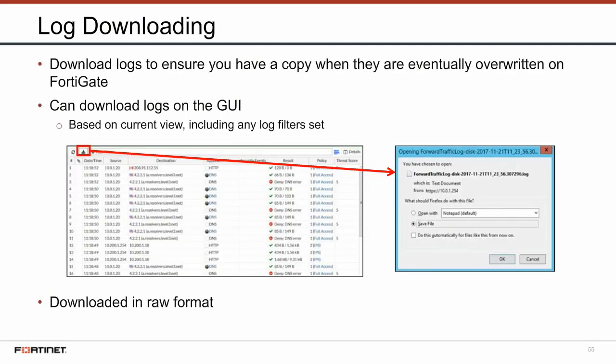You can also download a copy of the logs from FortiGate and save them on a server or on a computer to view and access later. This ensures that you still have a copy when the originals are eventually overwritten on FortiGate. You can download logs by clicking the download icon on the associated log type page, for example, forward traffic or web filter. This only downloads the logs in the results table, not all logs on disk. As such, you can add log filters if you only want to download a subset of logs. When you download the log messages on the GUI, you are downloading log messages in the raw format.